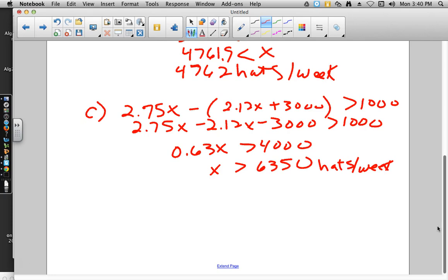So again, it's about taking the 4,000 and dividing that by 0.63, and that comes out to x is greater than 6,349.2. We don't really need the 3 decimal places to know that we're going to have to round that up to 6,350 hats per week. So that's not the first break-even type of problem that we've had. You need to push yourself to figure out that profit comes from making money minus those costs. That's how we always get profit.